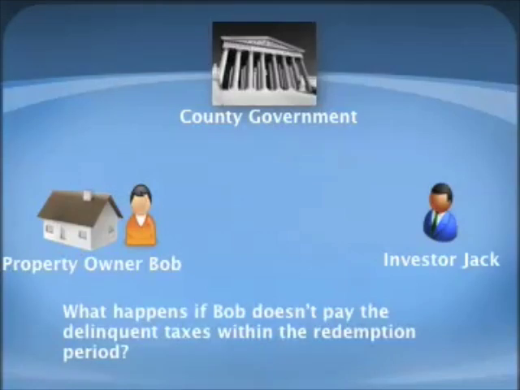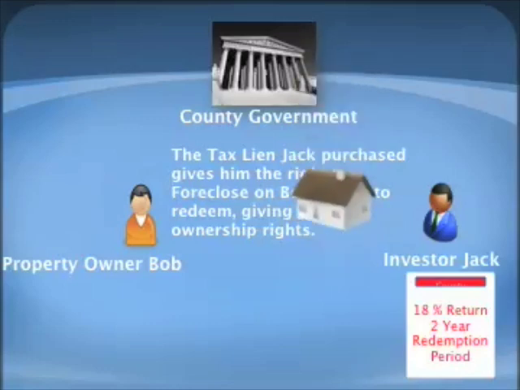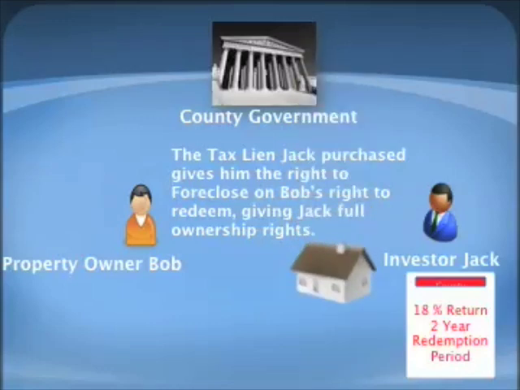Now let's play out another scenario here. Let's say that 2 years pass and the property owner still has not paid the delinquent taxes that are owed. If the property owner doesn't pay that amount within 2 years, then the tax lien itself actually gives the investor the ability to initiate the foreclosure process, which, if the delinquent amount's not paid, can actually give our investor the right to foreclose on the property and own it outright.